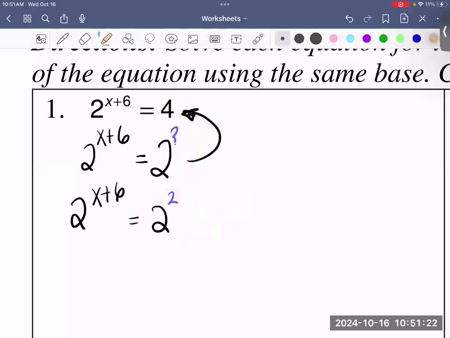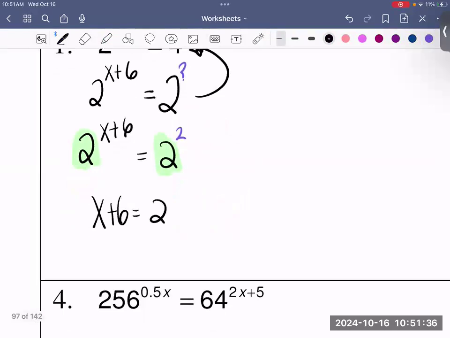So now once your bases match, because our goal is to get these bases to be the exact same, then we can go ahead and ignore these bases and we're left with kind of a linear equation. Now we want to solve for your x. So get x alone by subtracting 6 to the other side. So x is equal to negative 4.